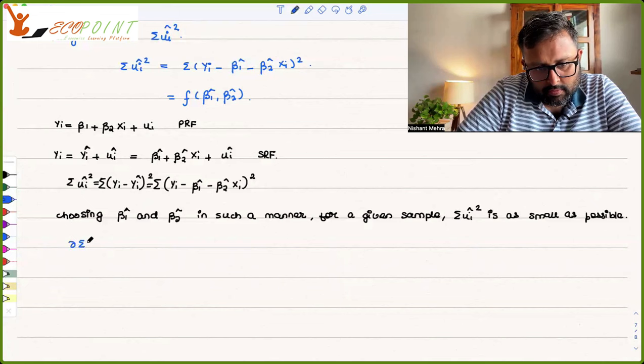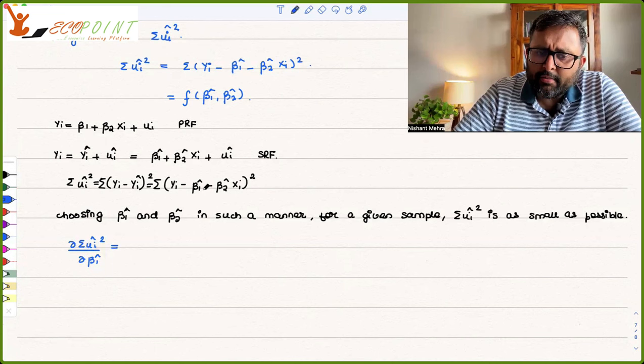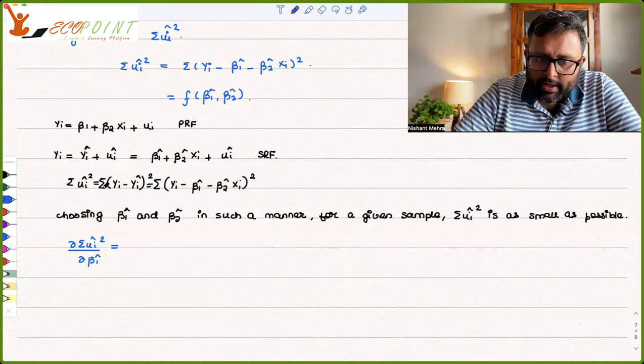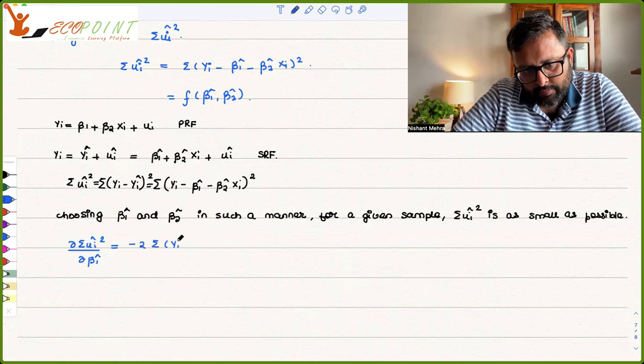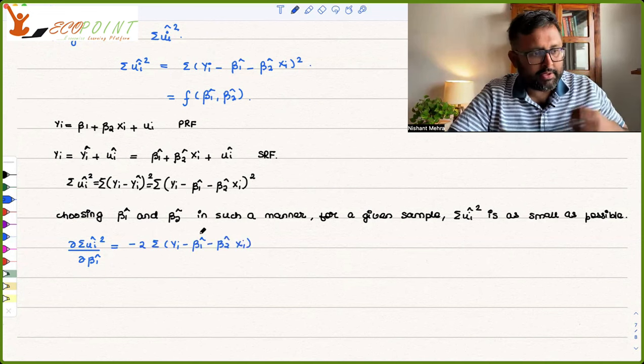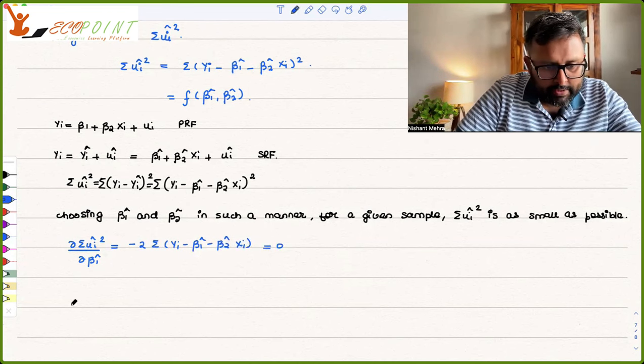So del of summation of ui hat square upon del of beta 1 hat, the way you find the first order condition. So beta 1 hat and beta 2 hat, you're going to choose them so that the summation of ui hat square is minimized. So it is minus 2 summation of yi minus beta 1 hat minus beta 2 hat xi equals 0, right?